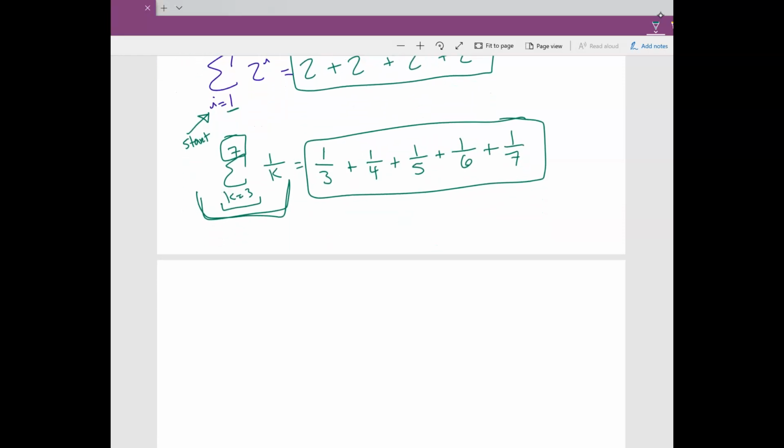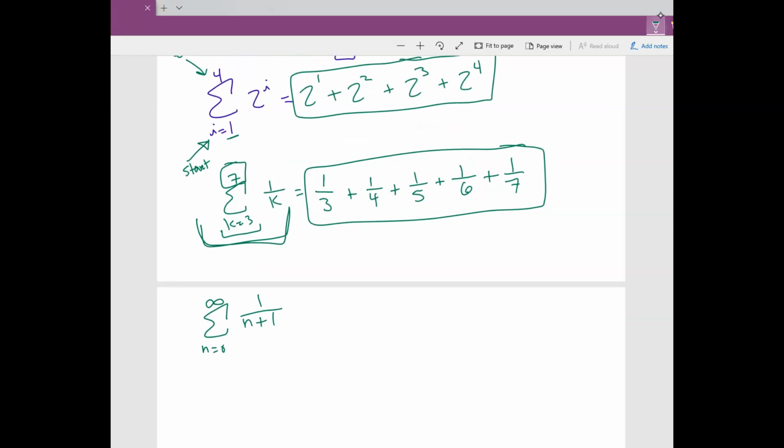It's actually better because sometimes we can have something that looks like this: n goes from 0 to infinity of 1 over n plus 1. Notice that you don't necessarily have to have an i. It can be i, it can be k, it can be n, it can be any letter that you want.